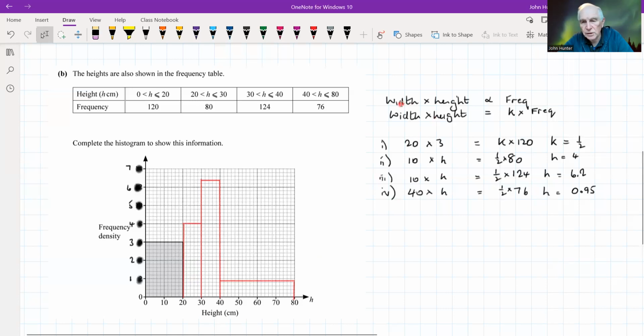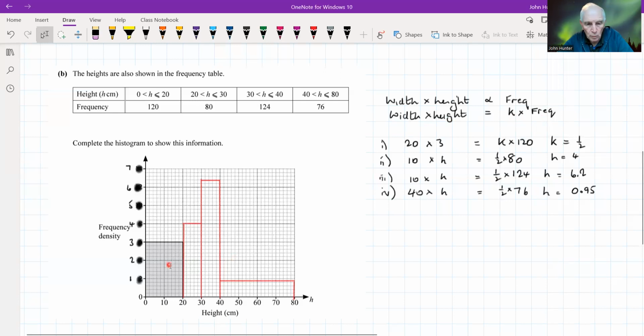Okay, so I have said that the width times the height, the area in other words, is proportional to the frequency. So if we apply our proportionality constant, if you've done direct and inverse proportion, you'll understand that better. But even so, you can probably see that this is what we're talking about. It's some constant. We usually use K, or we often use K to denote that. So this is our little formula here: width times height equals the constant times the frequency.